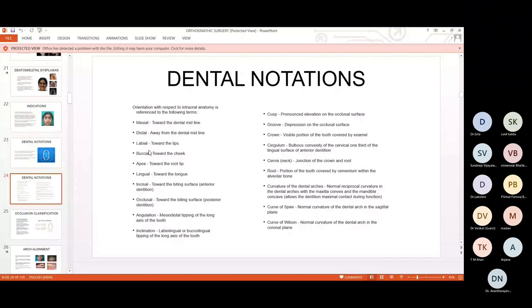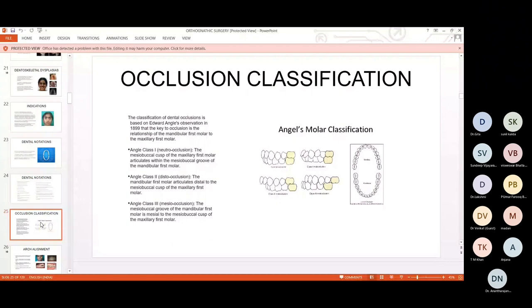In 1901, Edward Angle observed and classified the occlusion. So this is also called Angle's classification of 1, 2, and 3. One is called a neutro-occlusion, in which the mesiobuccal cusp of the maxillary first molar articulates within the mesiobuccal groove of the mandibular first molar. Now, Angle class 2: the mandibular first molar articulates distal to the mesiobuccal cusp of the maxillary first molar. You can see here.